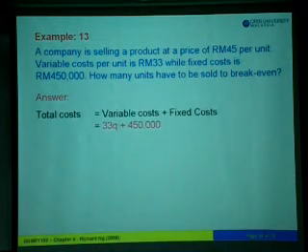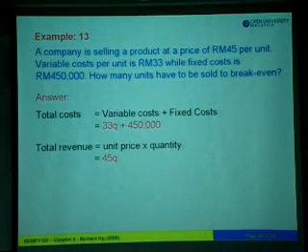What we need to do is first find the total cost. Total cost is equal to variable cost plus fixed cost. The variable cost is 33 per unit times the quantity, so we have 33Q plus 450,000. Next, the total revenue is P times Q, where P is the selling price per unit, which is 45, times Q.